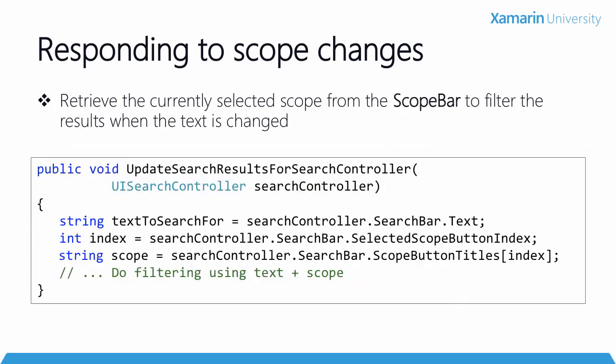Finally, we need to check the scope when we're filtering out text from the search box as well. To do this, we need to retrieve the currently selected scope when the UpdateSearchResultsForSearchController method on our IUISearchResultsUpdating interface is called. You can get the selected index from the search bar and then again index into the scope titles to get the proper filter. Or you can use the index with some internal array if you're tracking it that way.